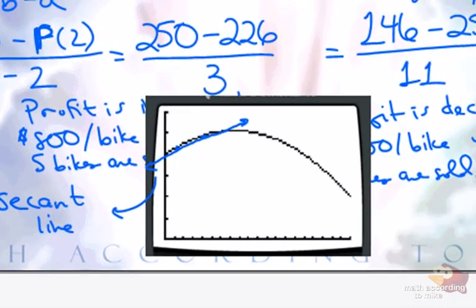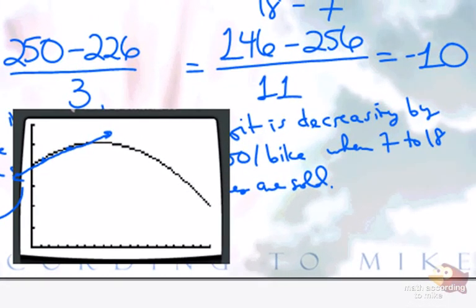However, if we had picked 7 and 18, there's 7, and there's 18. What type of slope is our secant line now? Negative, because it's decreasing. So this one had the slope of negative 10.